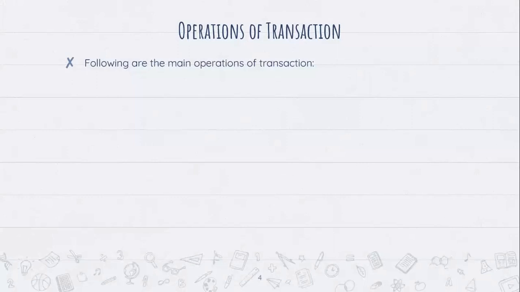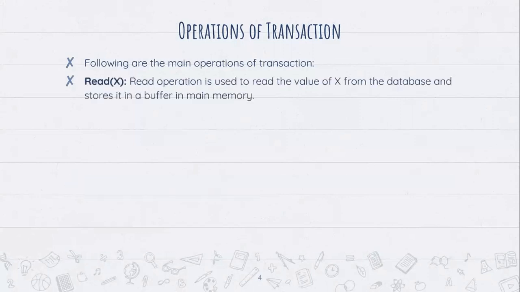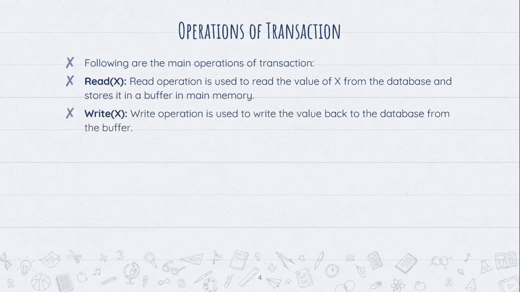There are some operations available, operations of transactions. There are mainly two operations. The first one is Read X. We can read the current value of that particular account. The read operation is used to read the value of X. And Write X. Write X means you can rewrite the balance again.